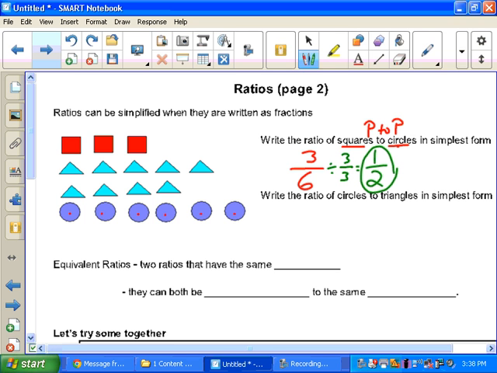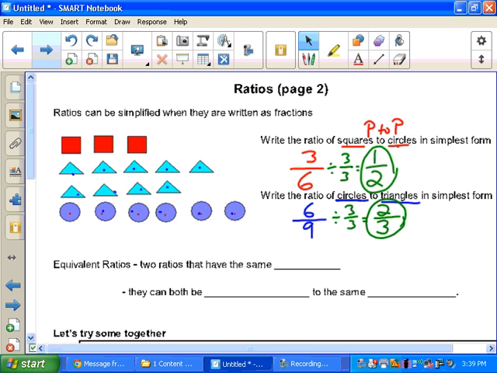Our next ratio wants to know the ratio of circles to triangles. Again, pay attention to the order. In our picture, the triangles come first, but we want the order of the question. The question wants circles first. 1, 2, 3, 4, 5, 6 of them. And then triangles, 1, 2, 3, 4, 5, 6, 7, 8, 9. Again, both of our numbers are divisible by 3 in this case. So we end up with 2/3 as our ratio in simplest form.